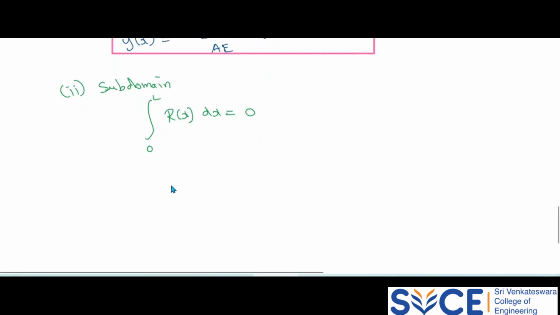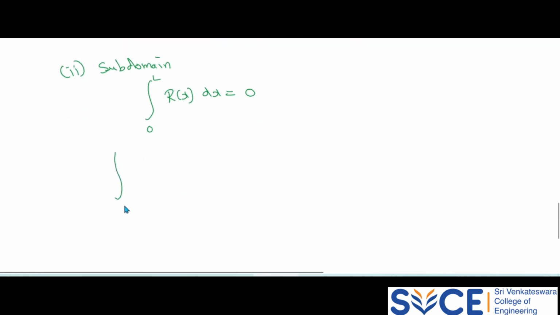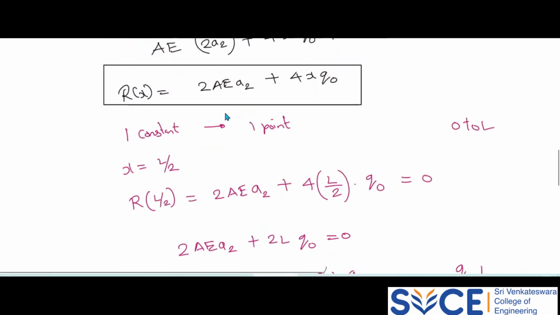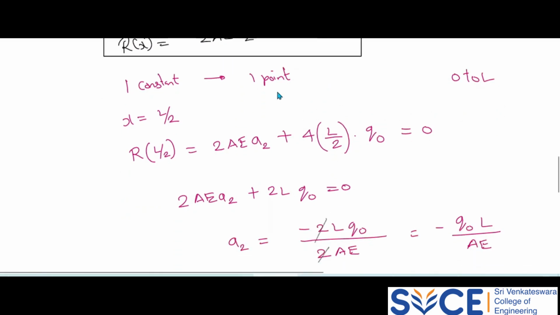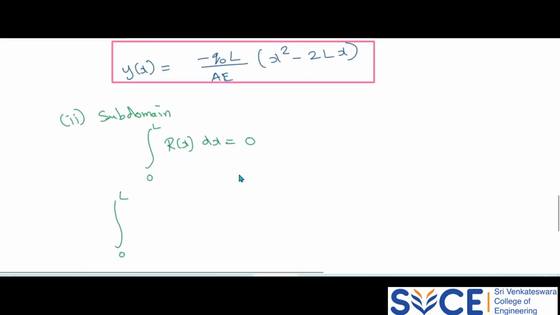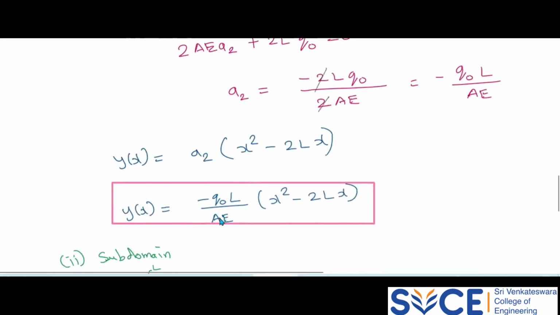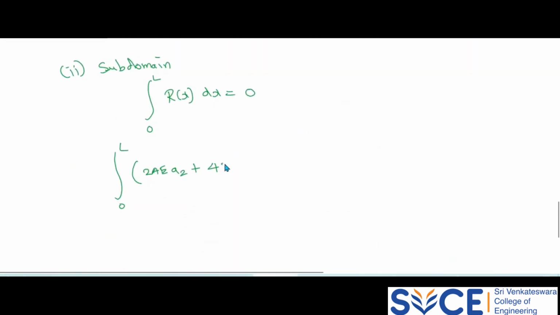So in that case, let me integrate from 0 to L. What is our r of x? We identified r of x, which is 2ae a2 plus 4x q naught. So let me substitute it: the integral of 2ae a2 plus 4x q naught dx. This has to be integrated and equated to 0.